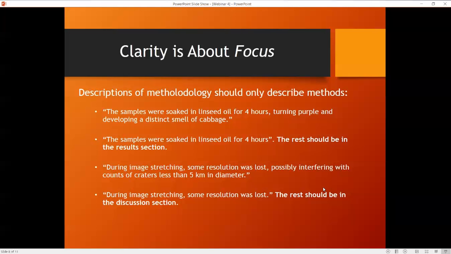So the methodology is: during image stretching, some resolution was lost. That's a description of what happened when the project was underway. The rest is basically an inference. It's something that belongs in the discussion section. But as I said, it's very easy to do this because it's so tempting to say why there was a limitation in the methodology when writing about the methodology. But we can't do that, can we?